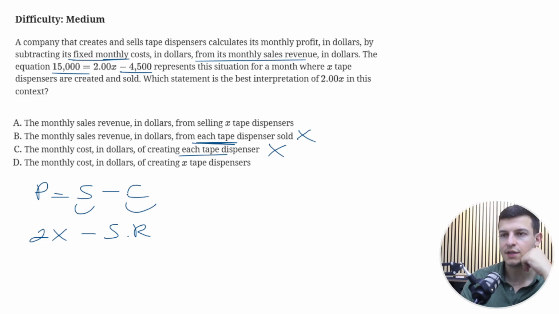Whatever the case is. The monthly cost in dollars for creating x tape dispensers, again, that's not it because 4,500 is what's responsible for cost, and there's a lot of things that can go into it. It's not just creating the tape. Well, actually it could be factored in, I don't know, rent, utilities, material, whatever. Maybe it's part of 4,500, but that's not what 2x is about. So anyways, the answer is going to be A.